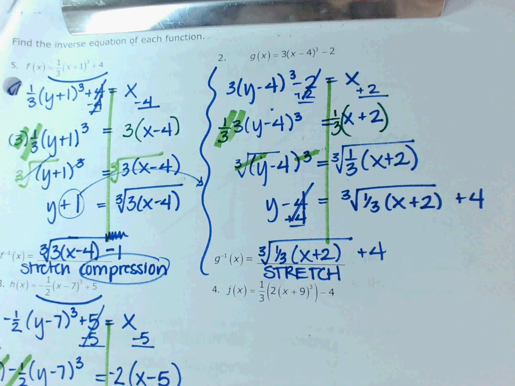Same thing on this one. I had a plus 4 on the outside. Where did it end up? Minus 4 on the inside. I had a plus 1. Now I have a minus 1. I had a 1/3. Now I have a 3. So those numbers shouldn't really be disappearing. They should just be like moving around. Okay?